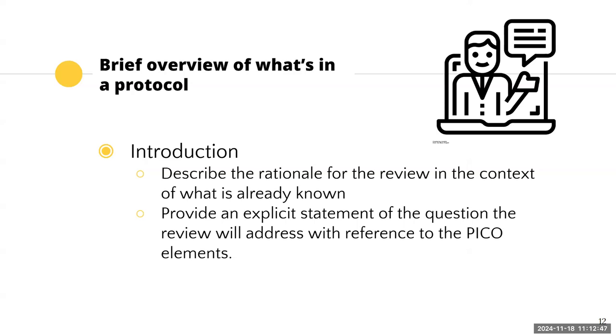So this introduction is one of the most important parts. And in the JBI template and in their methodology, it's generally about 1,000 words. And for some teams, that's a lot. And for other teams, they want to write a lot more. But really, in this introduction, you're describing the rationale for the review and the context of what's already known, and you're explaining to your readers what it is you're asking and why it matters.